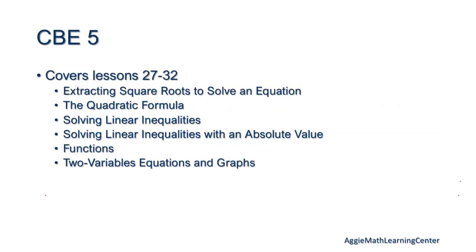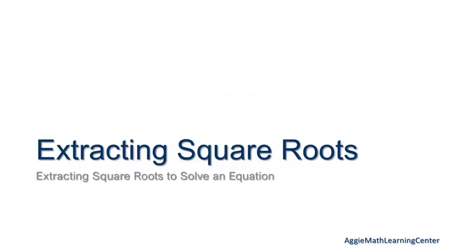Okay, so CBE 5 covers lessons 27 through 32. So we'll go over square roots and solving equations, the quadratic formula, solving linear inequalities, solving linear inequalities with an absolute value, functions, and two variable equations and graphs. Okay. And we're going to get started with extracting square roots.